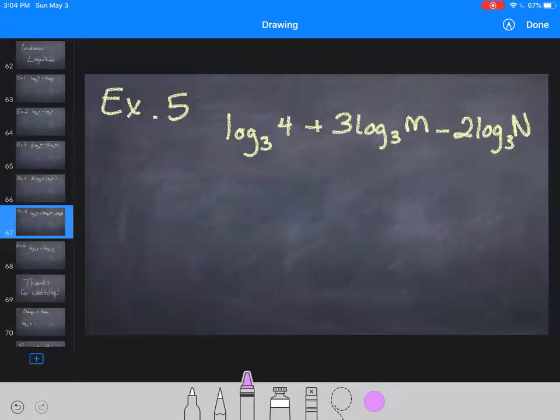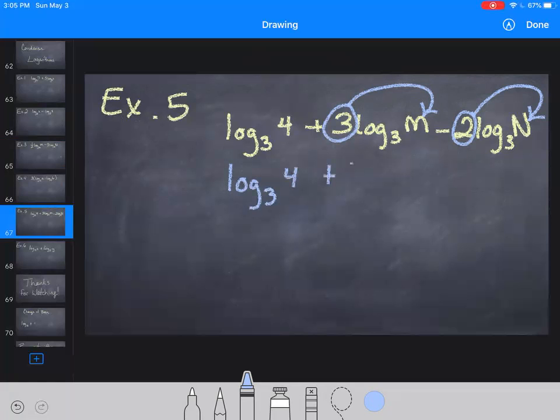On example 5, whenever I look at this, I can see that I've got some exponents and I have additions and subtraction signs. Let's work with our exponents first. So this 3 is going back on the m as an exponent. This 2 is going back on the n as an exponent. So when I rewrite it, I have log base 3 of 4 plus log base 3 of m cubed minus log base 3 of n squared.